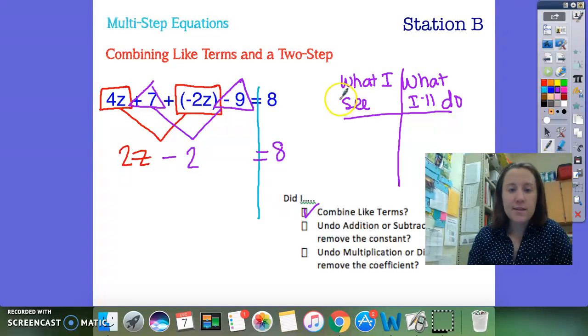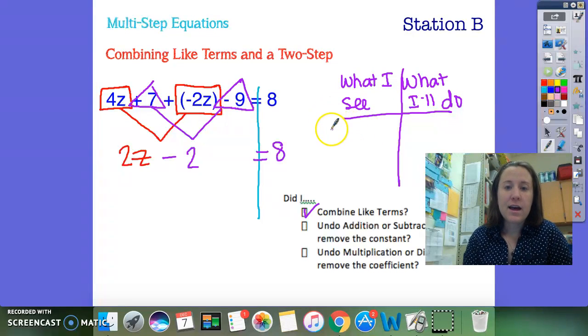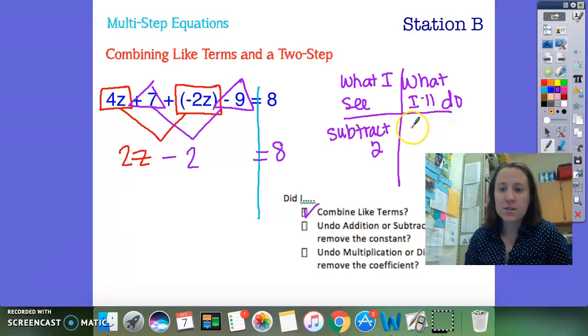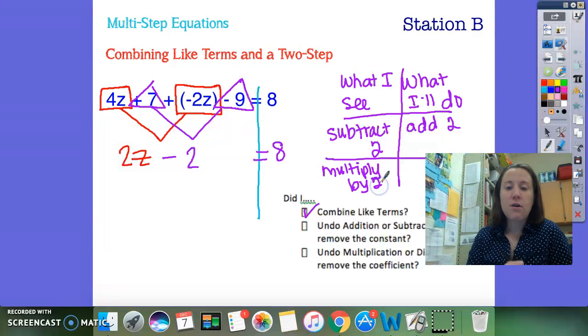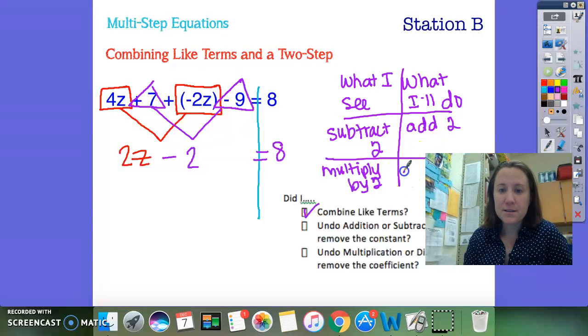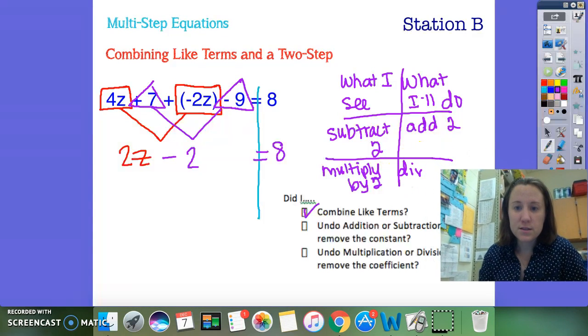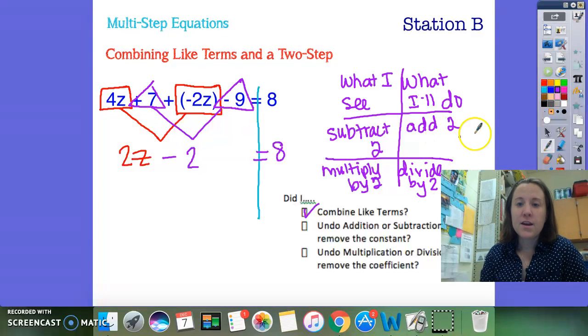So if I'm looking at the left side of the equation, I see that I am subtracting 2. And when I go to solve this equation, in order to undo that, to get z by itself, I'll add 2. I'll do the inverse operation. I also see that I'm multiplying z by 2. And so when I solve the equation, I'm going to do the opposite of multiply by 2, which is divide by 2. And I know I need to take care of the addition first and division second.